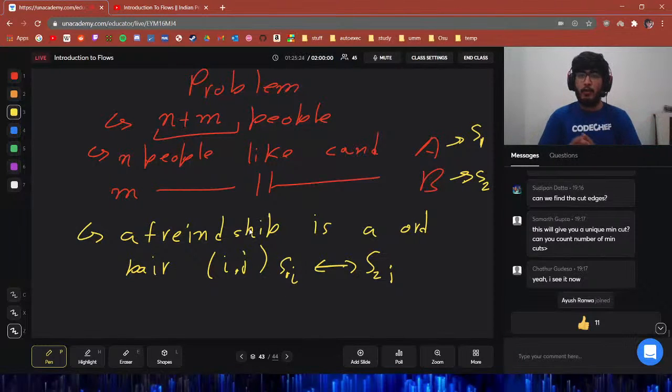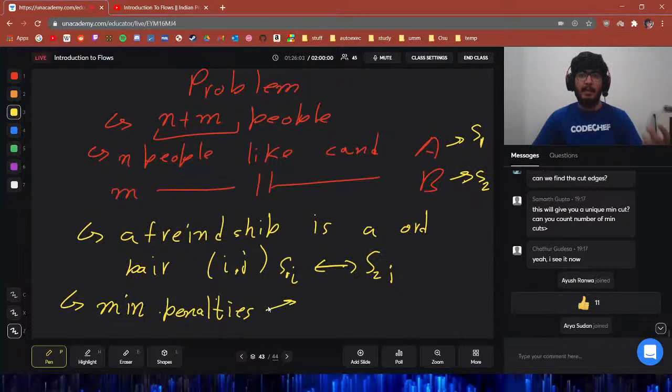So basically these people are going to vote. The people who like candidate A would prefer to vote for A. The people who like candidate B are going to prefer to vote for B, but they can vote for the opposite candidate as well. A person from set 1 can vote for candidate B, and a person from set 2 can vote for candidate A. We want to find the minimum number of faults, or the minimum number of penalties. Try to think in terms of penalties.